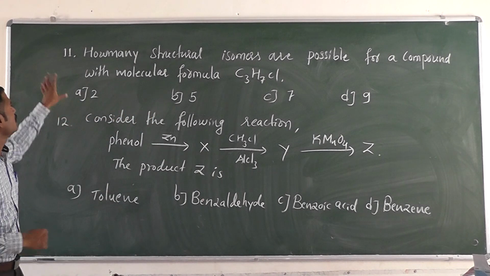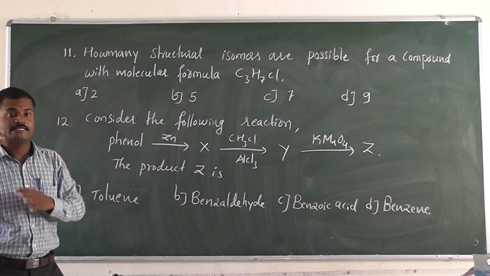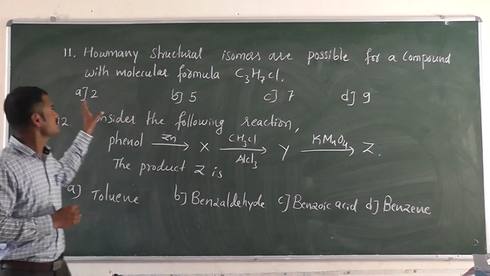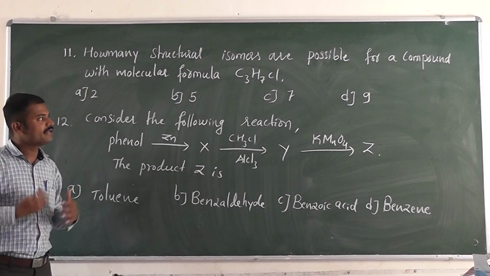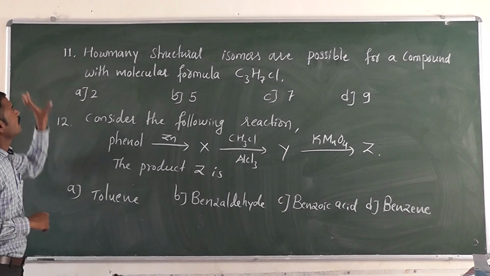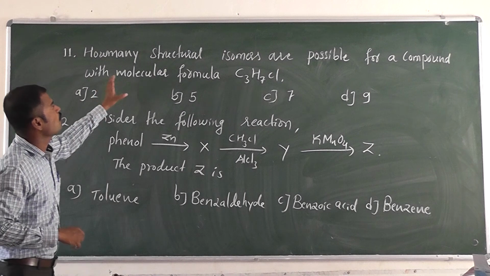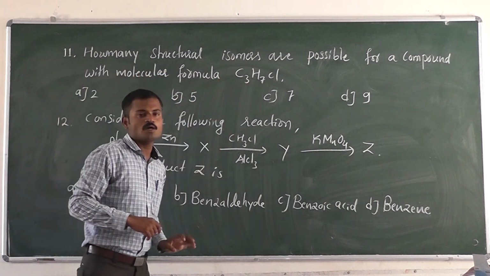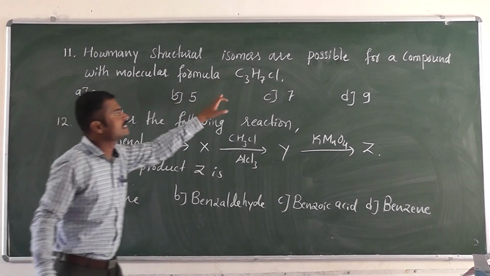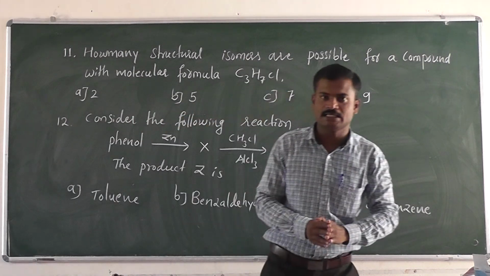See, the 11th question. Already we have discussed 10 questions in the first part. So in the second part we discuss some very important questions on haloalkanes and haloarenes. Question number 11: how many structural isomers are possible for a compound with molecular formula C3H7Cl?